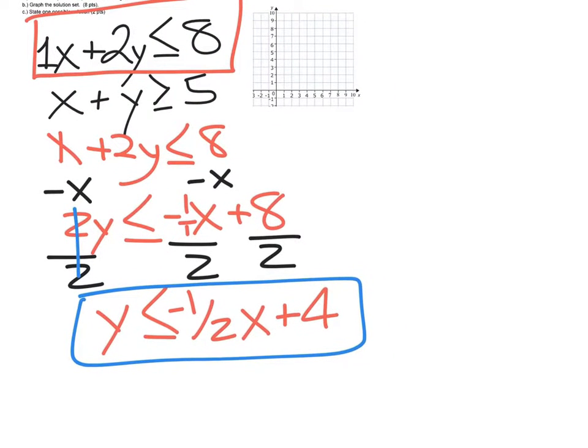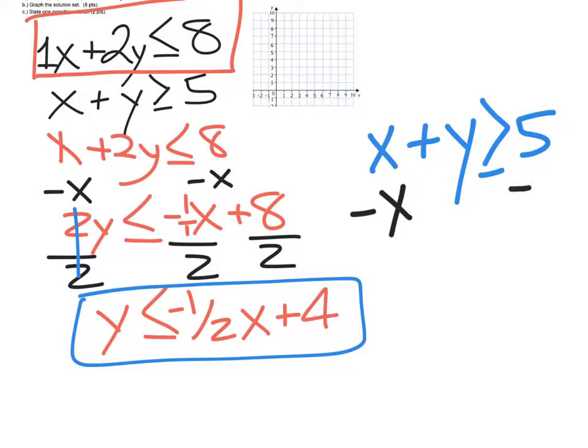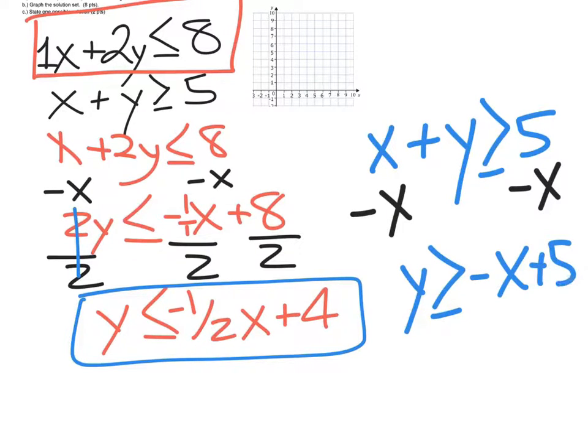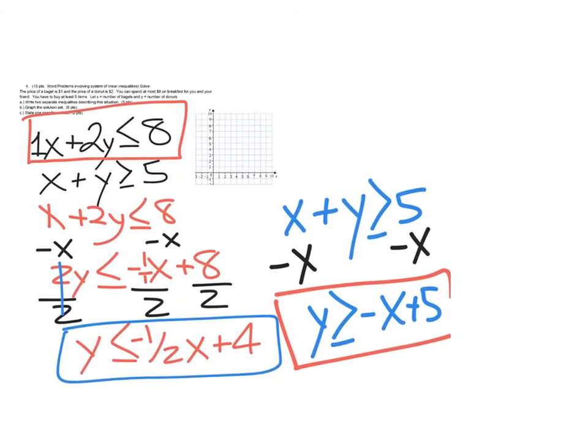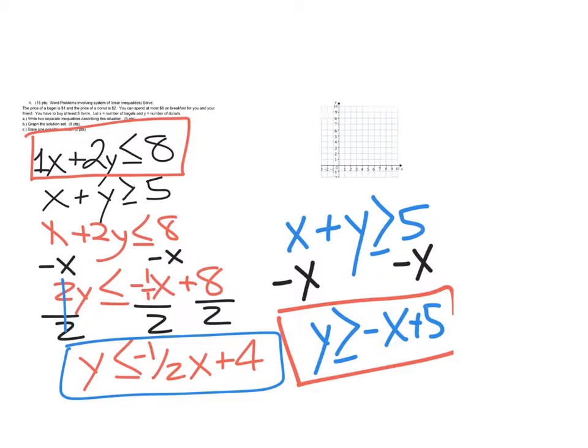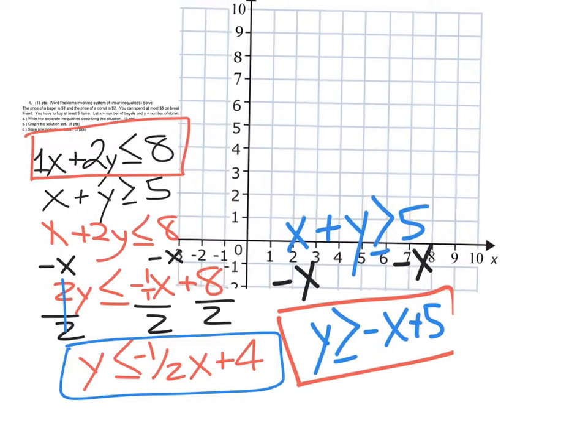Again, we're going to have to isolate y, and I know that it's x plus y is greater than or equal to 5. Bagels plus donuts is greater than or equal to 5. Let's subtract x from one side. Let's subtract it from the other. And then we've got y is greater than or equal to negative x, or negative 1 over 1, plus 5. All right. So now we've got our 2 inequalities, and we're going to have to graph this. All right. So let's grab our grid.